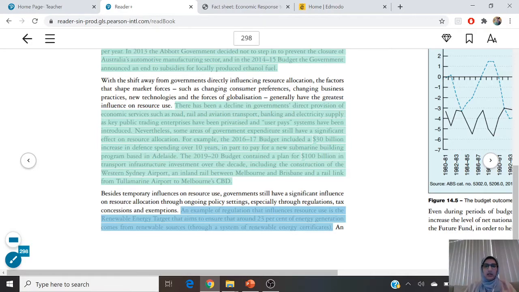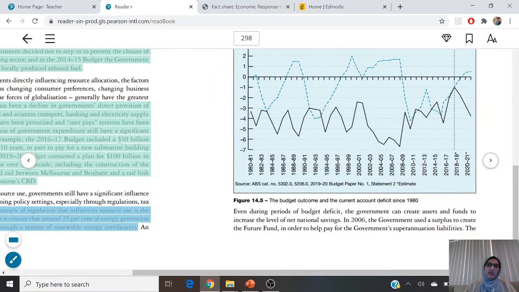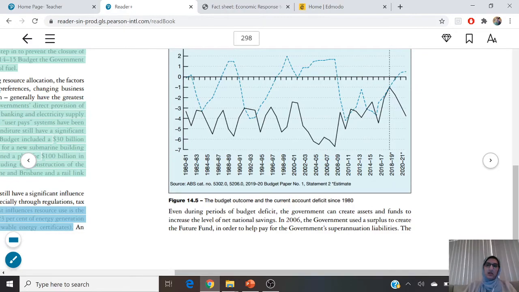An example of regulation that influences resource use is the renewable energy target that aims to ensure 23% of energy generation comes from renewable resources. However, I highly doubt it. I think it's a target, but we obviously haven't reached that target.